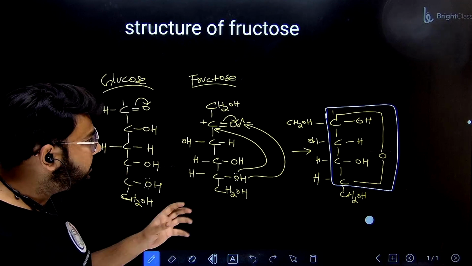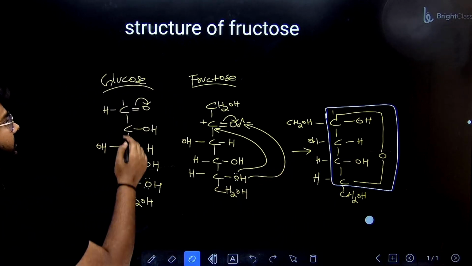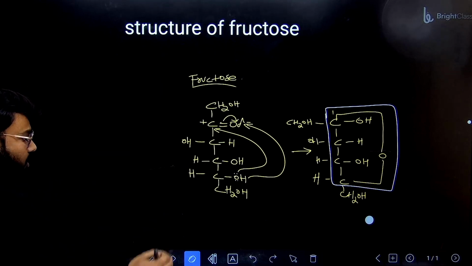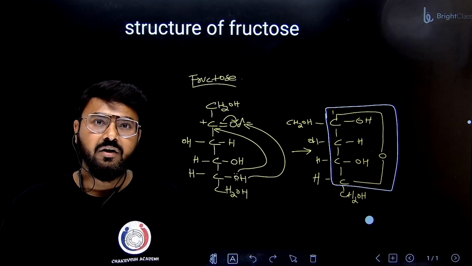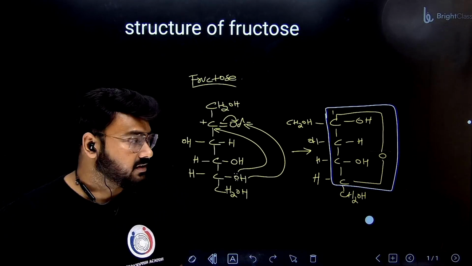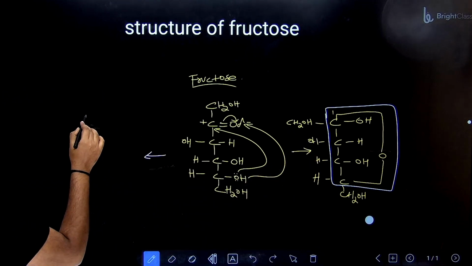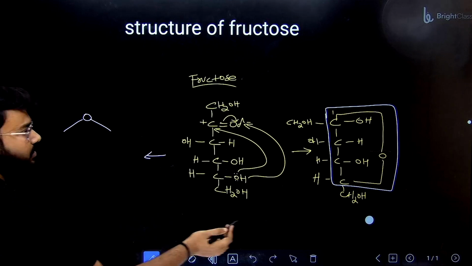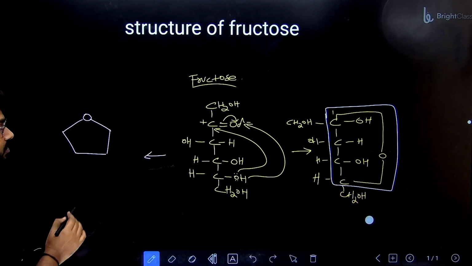So now let's convert this into a ring-like structure. First of all, let's erase the glucose structure. For the structure of glucose, you will find the link below, and you can click on it to find the easy way to draw the glucose structure. Now let's make it into a ring. It's a 5-membered ring, so we'll make a pentagon where oxygen will be in the center. You can see this oxygen, and there will be 4 carbons.